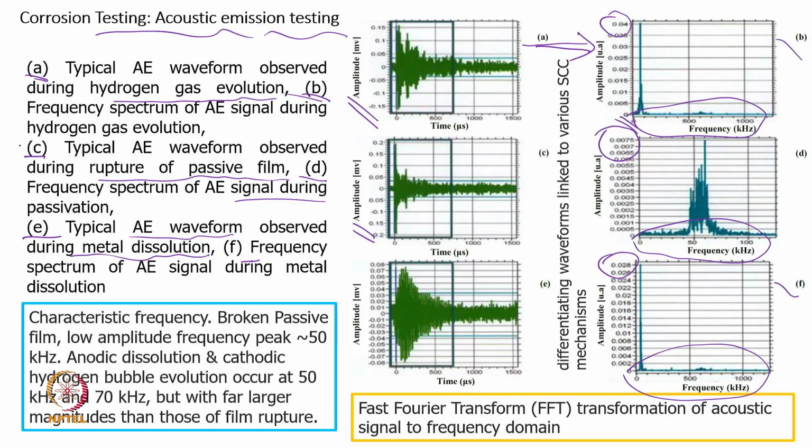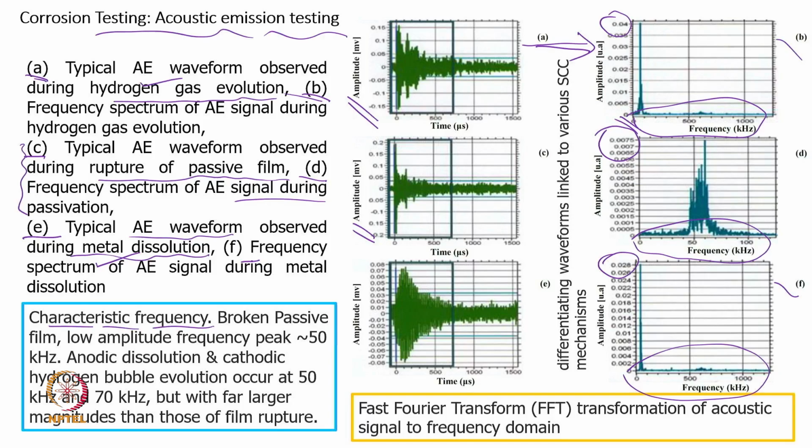So, that means the rupture of the passive film will have a much lesser response compared to the evolution of the gas, or compared to the metal dissolution, or maybe the corrosion action, which is the initiation of the corrosion. So, all the signals or all the values will always have a characteristic frequency, and that is why we require a complete database.